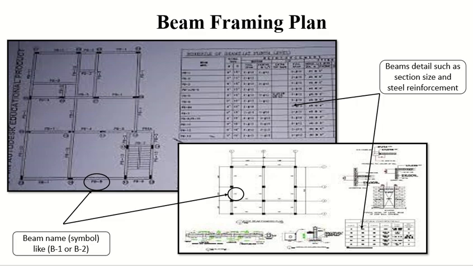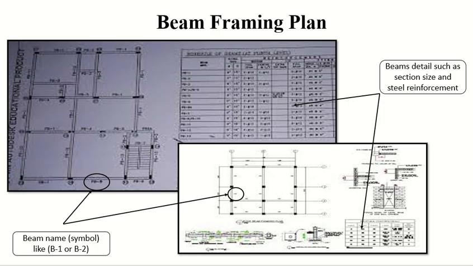Then we have the beam framing plan. You definitely would have made it in the drawing course. You're looking at the slab at the level of the beam, from the top, in plan view. So the beam plan will show you the beams as well as the columns.